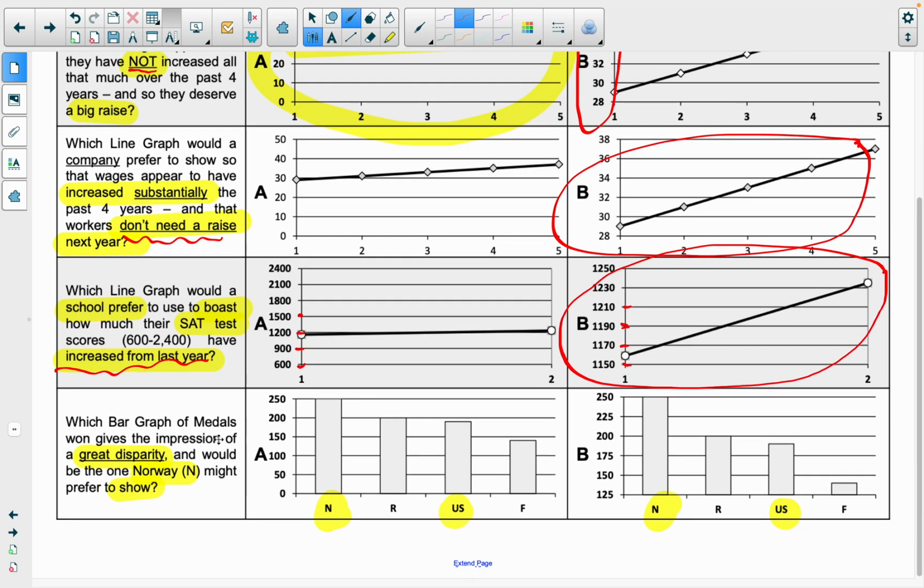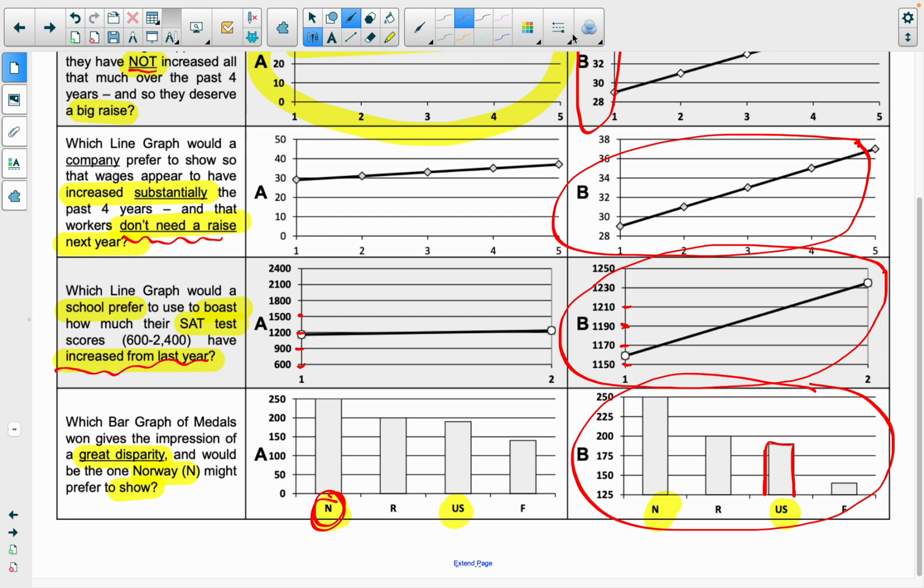Lastly, this is about medals, and if you're Norway and you want bragging rights to show that there's a big disparity between you and the other countries, are you going to choose A or B? B, because it looks like, man, we got double what the United States got, but that's really not the case.